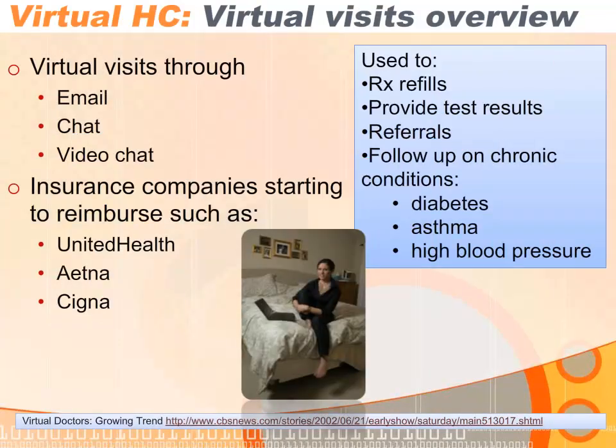So what are virtual visits? These are visits with a healthcare provider that are done virtually, such as through email, chat, video chat, and others. Insurance companies such as United Health, Aetna, and Cigna are starting to reimburse for these communications. They can be used to refill prescriptions, provide test results, referrals, or follow-ups on chronic conditions such as diabetes, asthma, or high blood pressure.